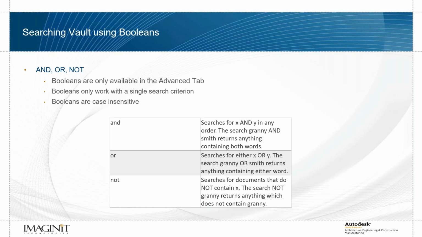And not is the opposite. It'll search Granny, not Smith. So we can kind of do that in the advanced tab. We could exclude some things, but with this we can combine, which was kind of difficult to do. And this is one of those things where there's not a button, there's not a click, there's nothing. It just shows up.